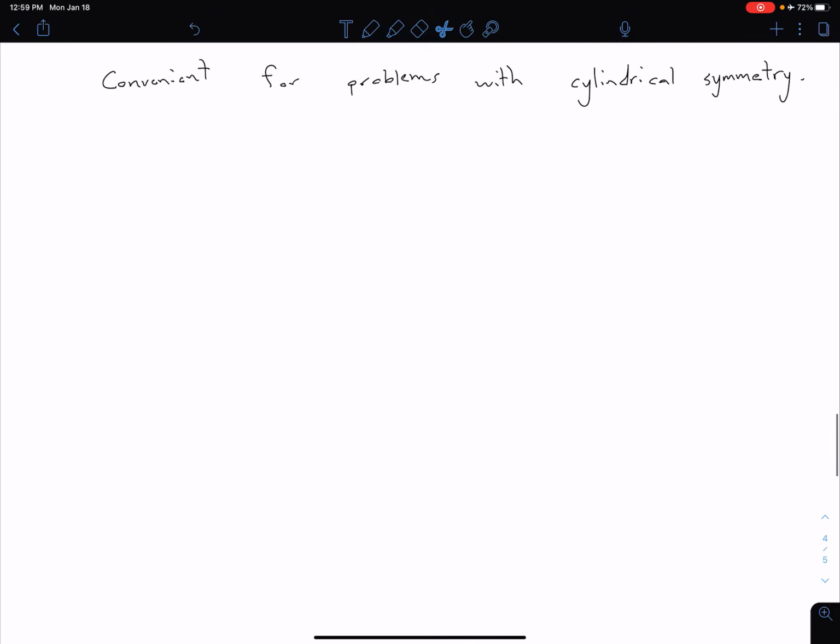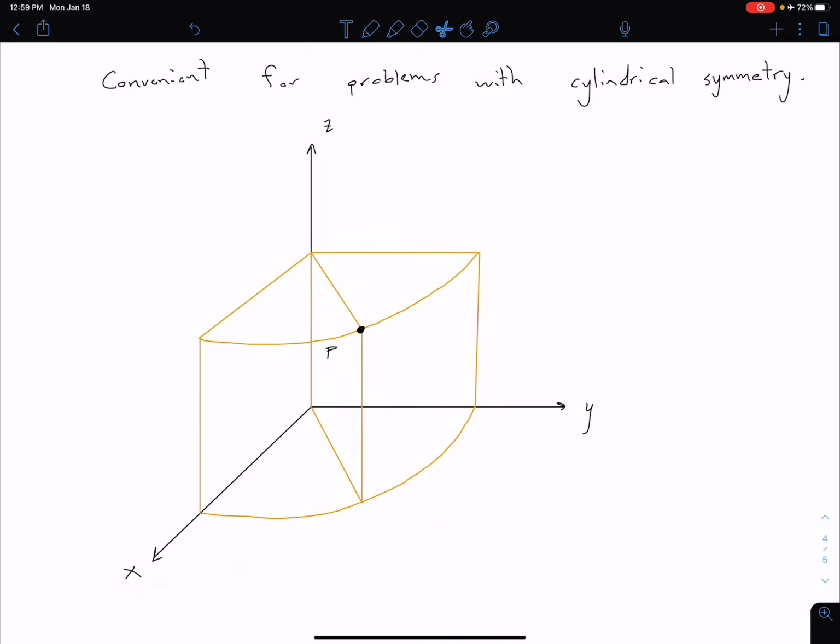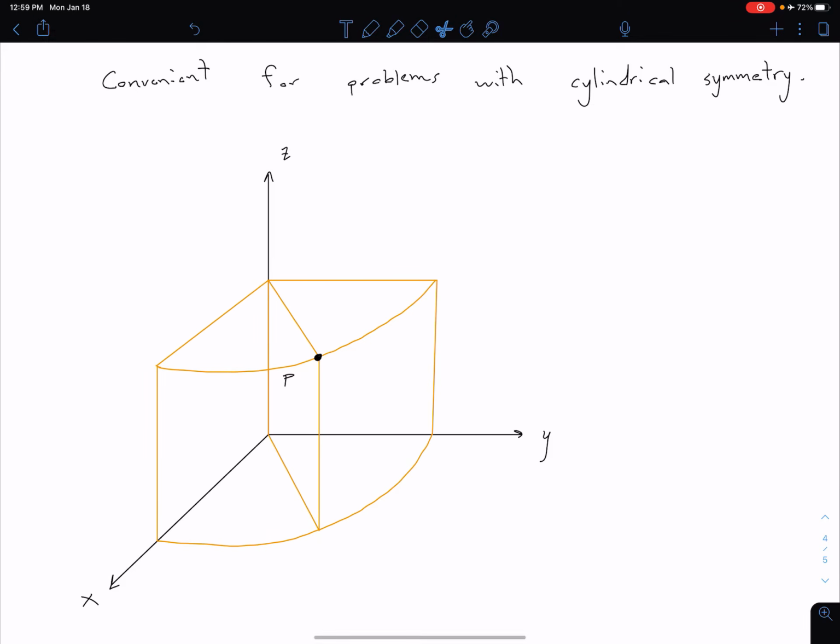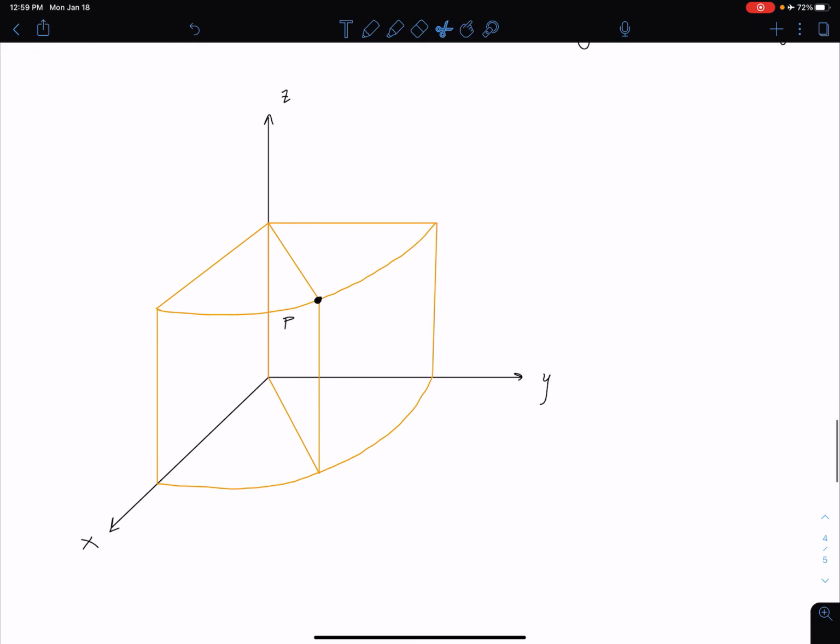So let me go ahead and post this pre-drawn coordinate system here. Notice I still have my axes labeled as x, y, and z. We have some point P that we want to define the location of using our circular cylindrical coordinates. I've drawn in orange some lines to help us visualize these things. Think of this as just a wedge of cheese.